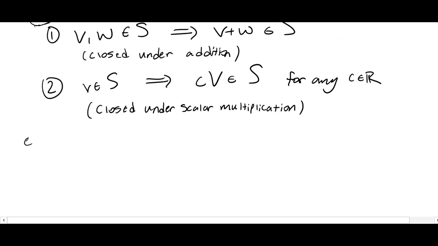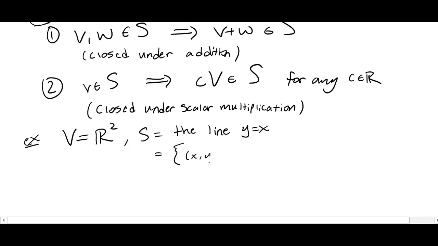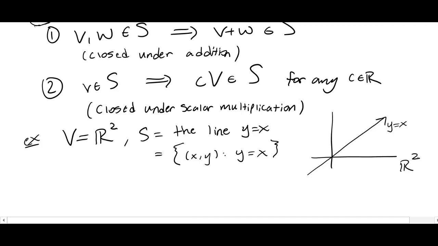So, for example, if your big vector space is R2 and your subset is the line y equals x, which as a set is the set of ordered pairs x, y, where the y coordinate is the same as the x coordinate. So this guy is S. So this is a subspace.